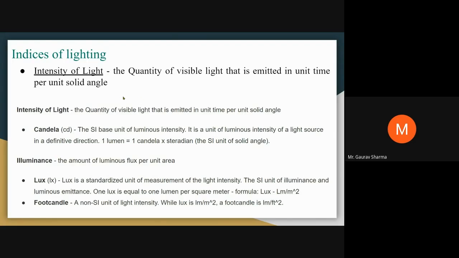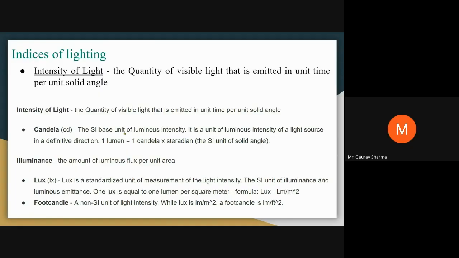Here the solid angle means what? The 2 pi, that is 360 degrees all the way round toward your source. If you are talking about a bulb, then 360 degrees around that bulb's axis. So intensity of light we can measure. It is the quantity of the visible light that is emitted in unit time per unit solid angle, that means for the 360 degrees.